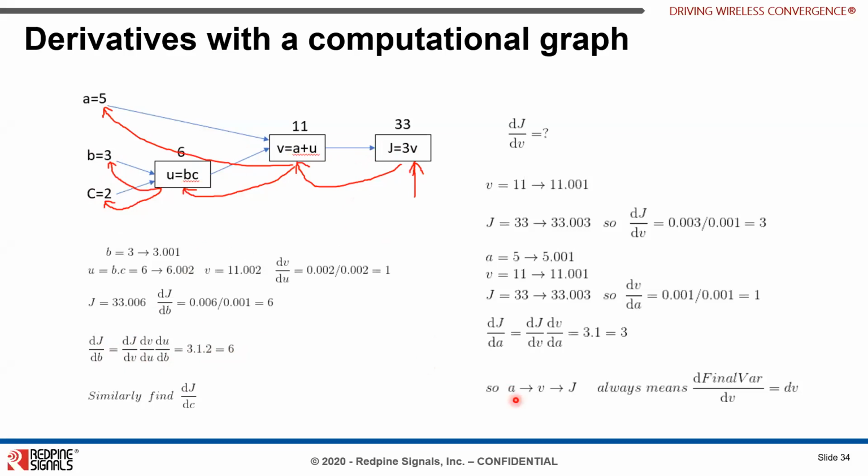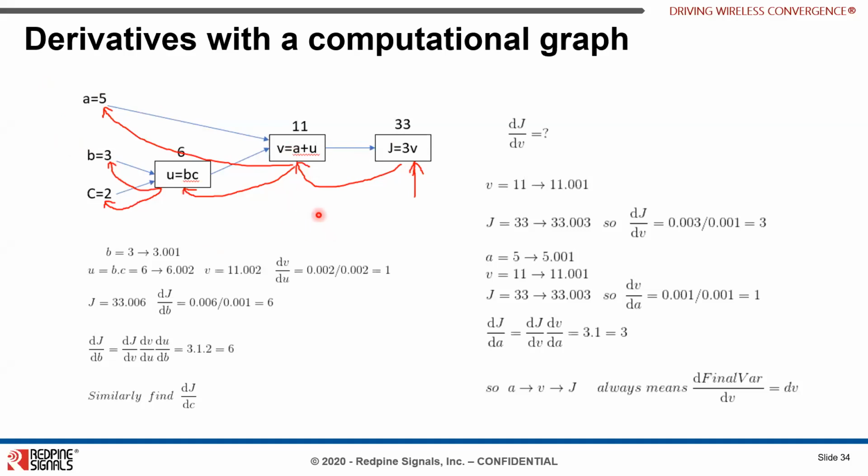Finally, what happens is a to v to j, b to u to v to j, c to u to v to j. In this way we can compute. We always find the derivative of the final variable with respect to each variable. If you are finding dJ by dA, you are finding dA. If I write only dC, dB or dA, it means with respect to the final variable, that is dJ by dC, dJ by dB or dJ by dA. If I write dJ by dV, I can write only dV.